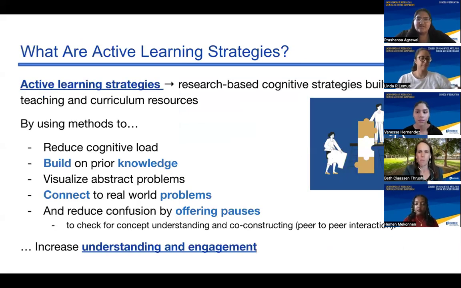Moving on. What are active learning strategies and why are they so important? Active learning strategies are research-based cognitive strategies built into teaching and curriculum, which increase understanding and engagement for students. This can include methods such as building on prior knowledge, connecting to real-world problems, or offering pauses to allow students the time to process and ask questions.